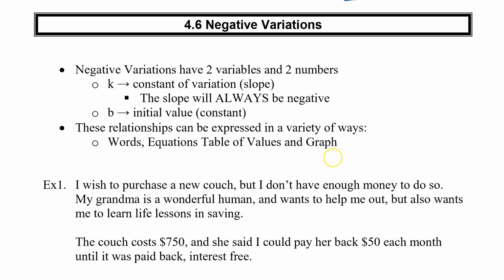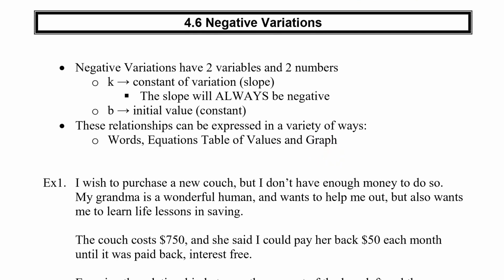Whereas negative variations, the reason why they have negative is because they will always have a negative slope. That's connected with this line right here. The slope will always be negative. Now, negative variations have two variables and two numbers, just like indirect. And we have a k, a slope or constant of variation with a slope. But like I said, this slope will always be negative. We have a b, we have an initial value or a constant.